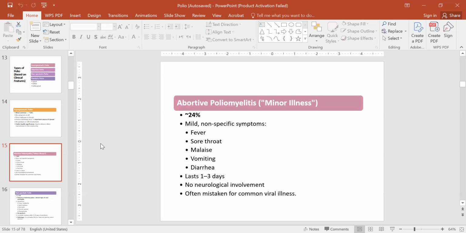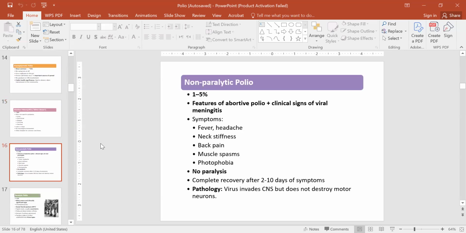Then second one is the abortive poliomyelitis. It's the minor illness. It accounts for the 24% of the disease. Its mild and non-specific symptoms include mild fever, sore throat, malaise, vomiting, diarrhea. It lasts from 1 to 3 days. Still, no neurological involvement is there, and it's often mistaken for common viral illness.